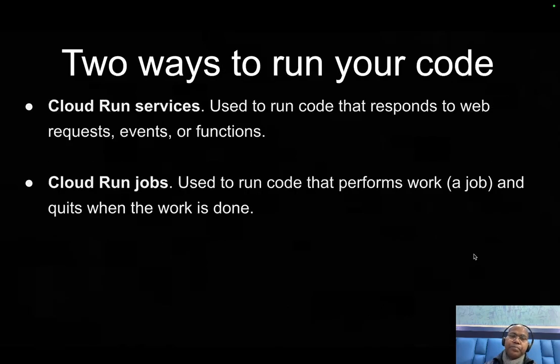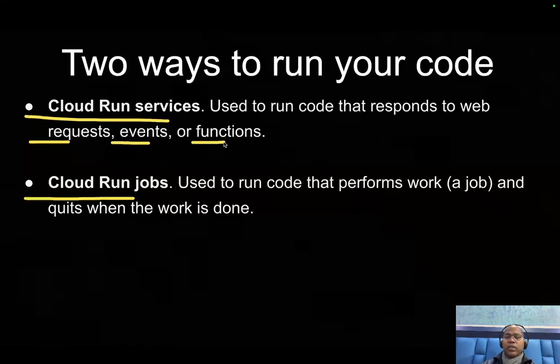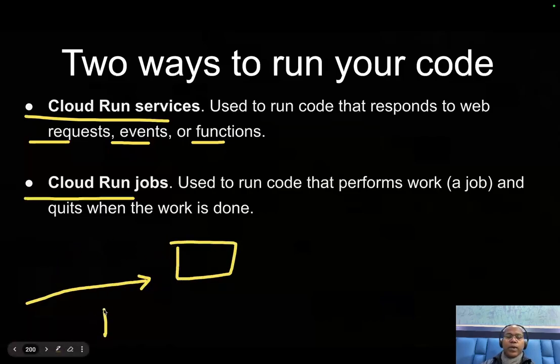Generally, if you are going to deploy on Cloud Run, there are two ways: first, as a Cloud Run service, and second, as Cloud Run jobs. A Cloud Run service is for any web request, any event, or any function, any particular activity that happens, and then you want to run this code. Let's say an HTTP request happens, you run this code, or a particular event or any kind of request happens, so Cloud Run service helps us.